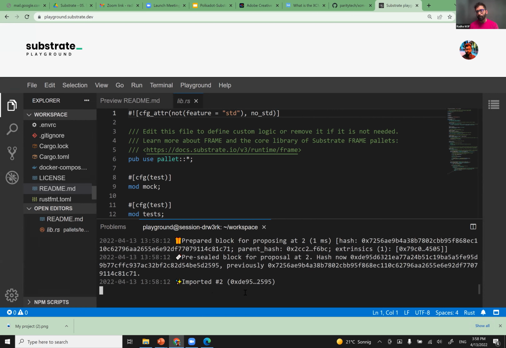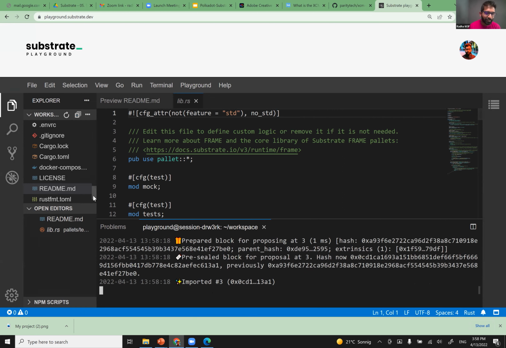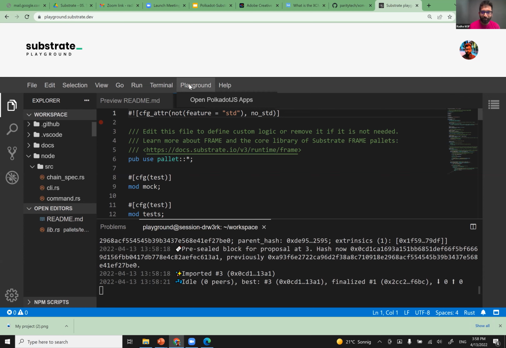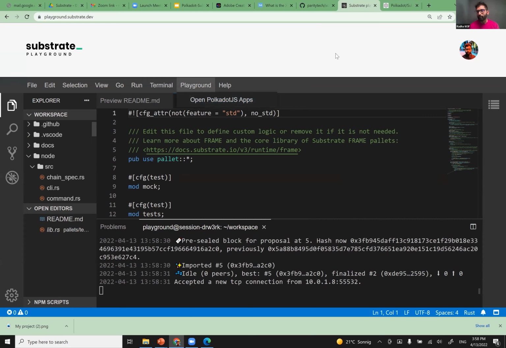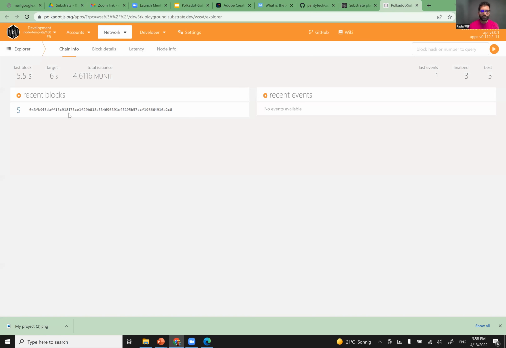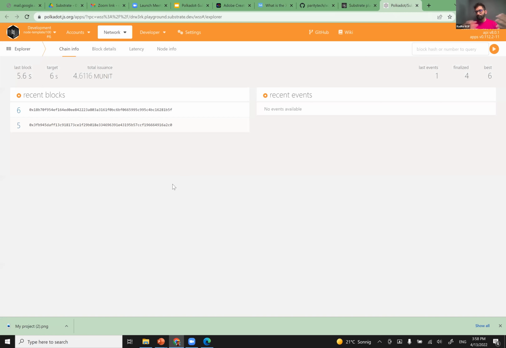It's adding a new block. So basically, it's a working blockchain. But if you look at the actual logic, if you want to interact with this blockchain, let's see what happens. So Polkadot.js is the front end. I went to Playground, and then I clicked on open Polkadot.js apps. So whatever is happening here on the command line is presented in a beautiful way on the Polkadot.js UI right here.